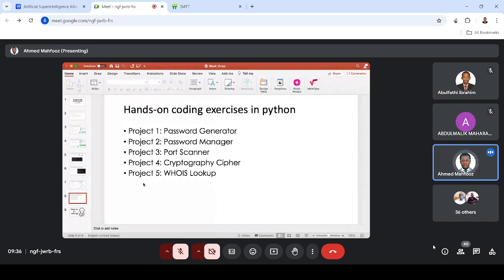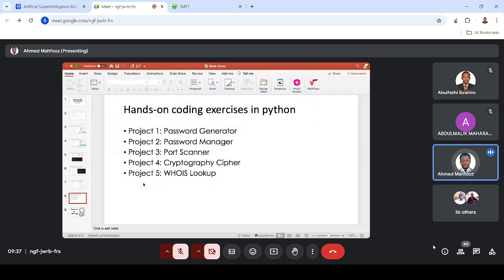Another thing you can do is cryptography. You can write a simple Python script for cryptography. Cryptography is mostly used to encrypt our data so that only those who are meant to have access to it will have access to the packet or to the data.